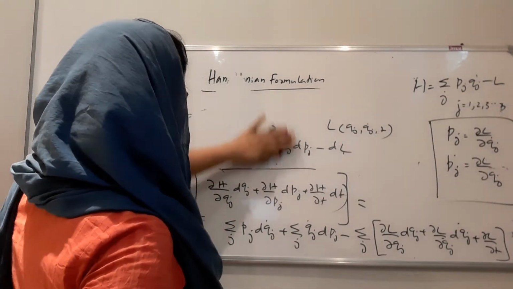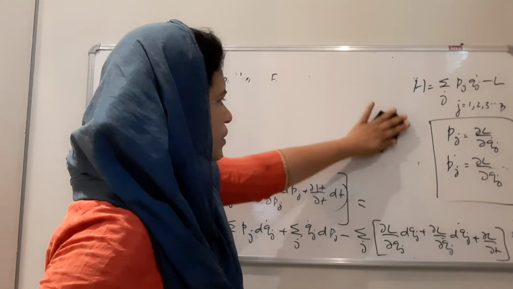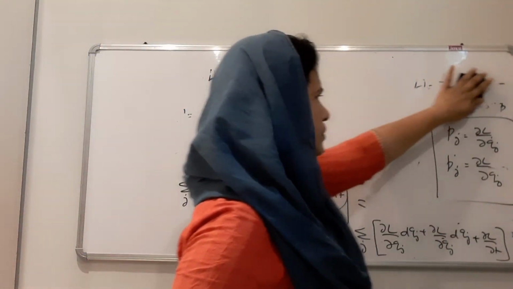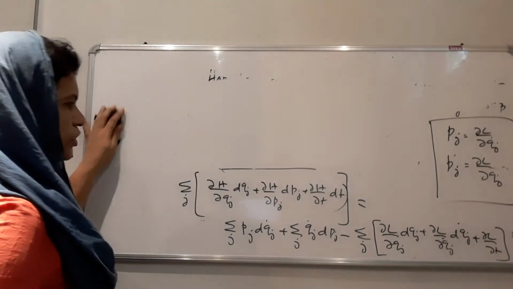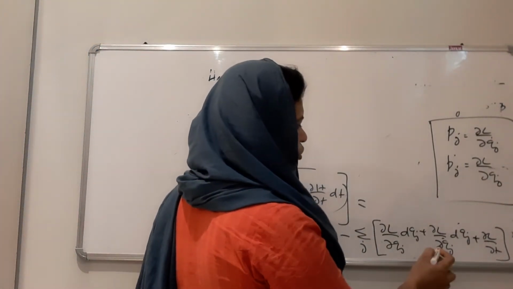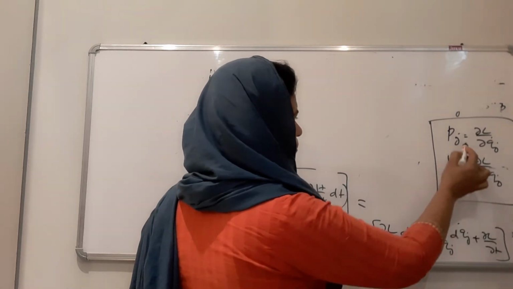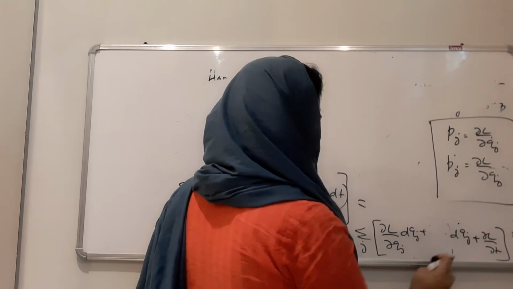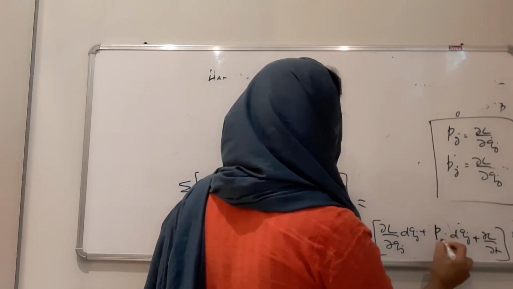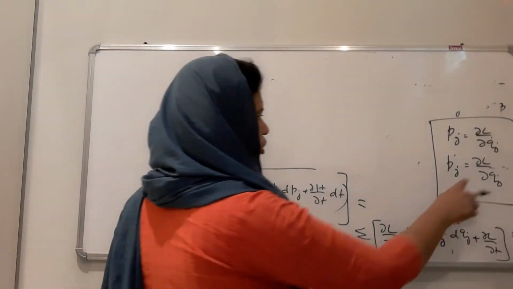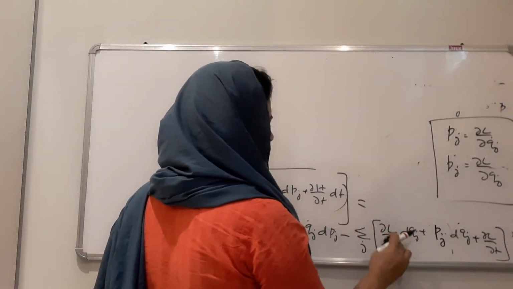Now we have to combine similar terms on both sides. Before that, ∂L/∂qj dot can be written as pj. Okay, ∂L/∂qj dot is written as pj, and ∂L/∂qj can be written as pj dot.